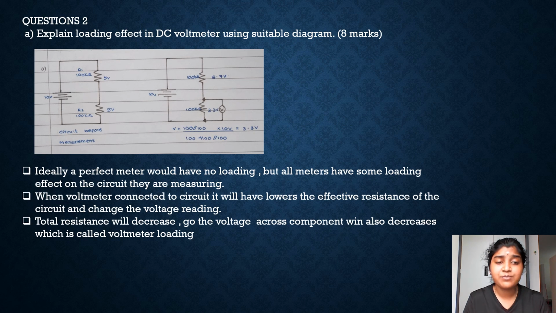Second question is explain loading effect in DC voltmeter using suitable diagram. This is the diagram. Ideally a perfect meter would have no loading, but all meters have some loading effect on the circuit they are measuring. When a voltmeter is connected to a circuit, it will lower the effective resistance of the circuit and change the voltage reading. Total resistance will decrease, so the voltage across the component will also decrease, which is called voltmeter loading.